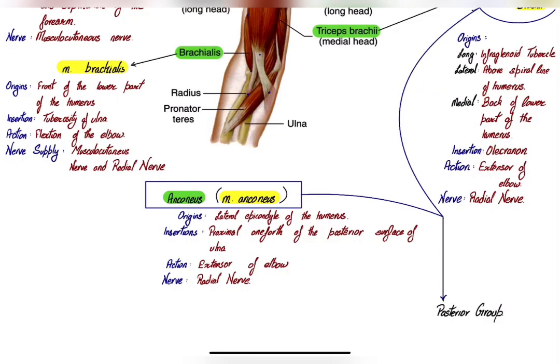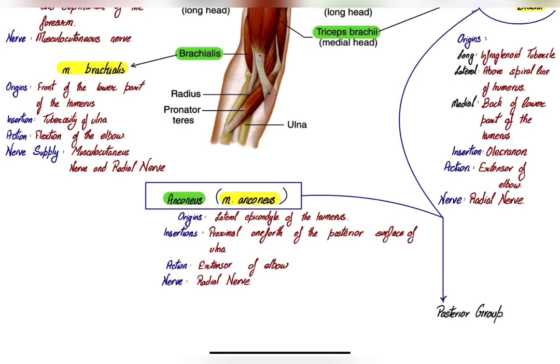Now there's another muscle which is not shown over here, which is known as the Anconeus, or musculus Anconeus in Latin. It originates from the lateral epicondyle of the humerus and has its insertion in the proximal one-fourth of the posterior surface of the ulna. The action is extensor of the elbow and the nerve is the radial nerve.